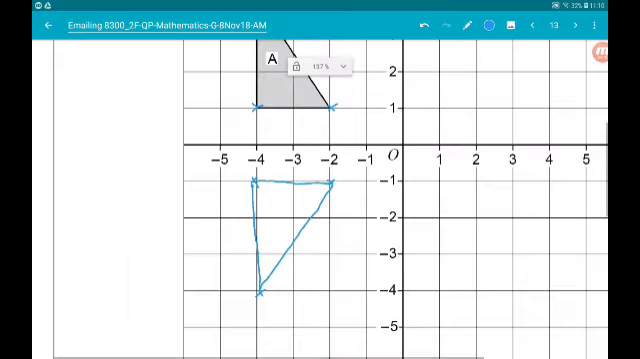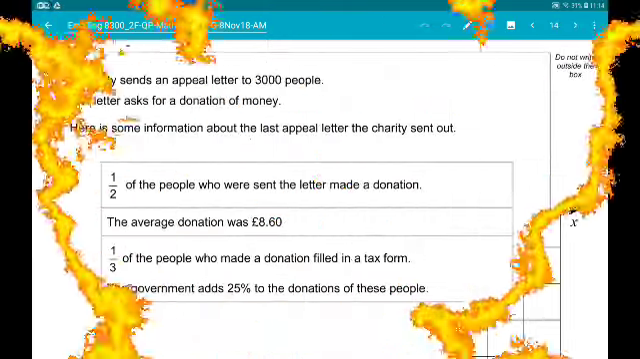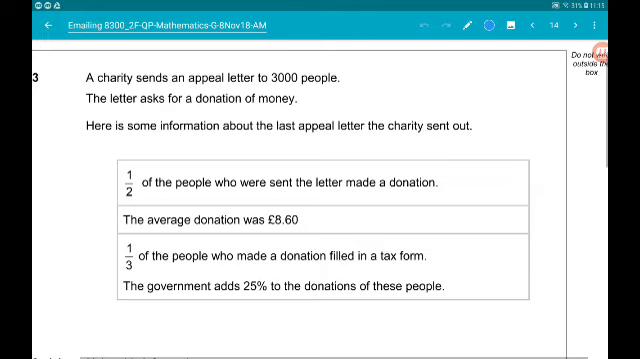So that is our reflected triangle. Again, use a ruler in the real thing. Okay, question 13, we got a big one here. So, get your calculators ready.